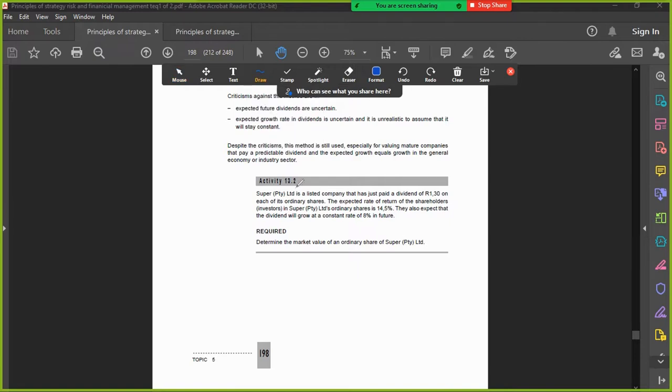Okay, I'm just going to do this quickly to show you how. Super Limited's dividend 1 is 1 Rand 30. Just paid means T0. The expected rate of return on the shareholders' equity is 14.5%. That's the R. The growth here is 8%. So I write down PV equals div 1 over r minus g.